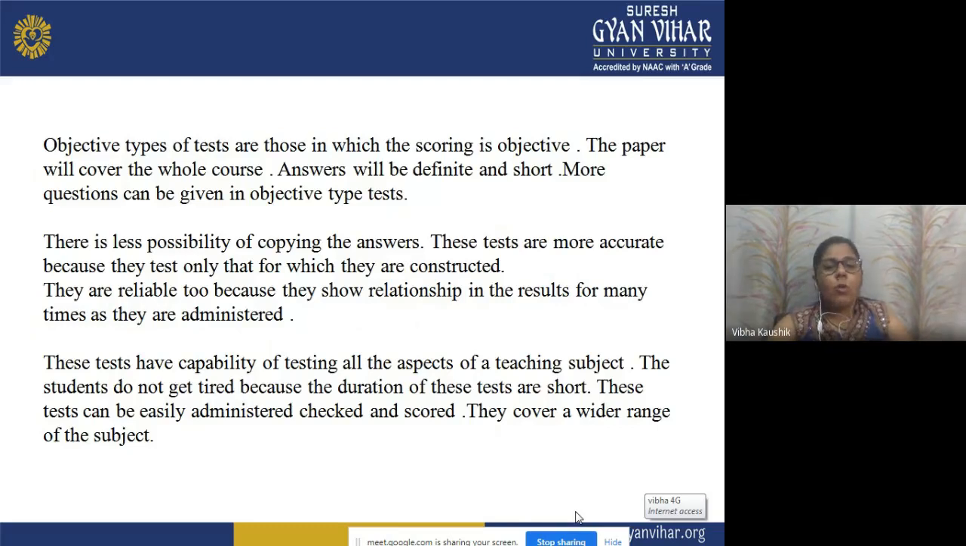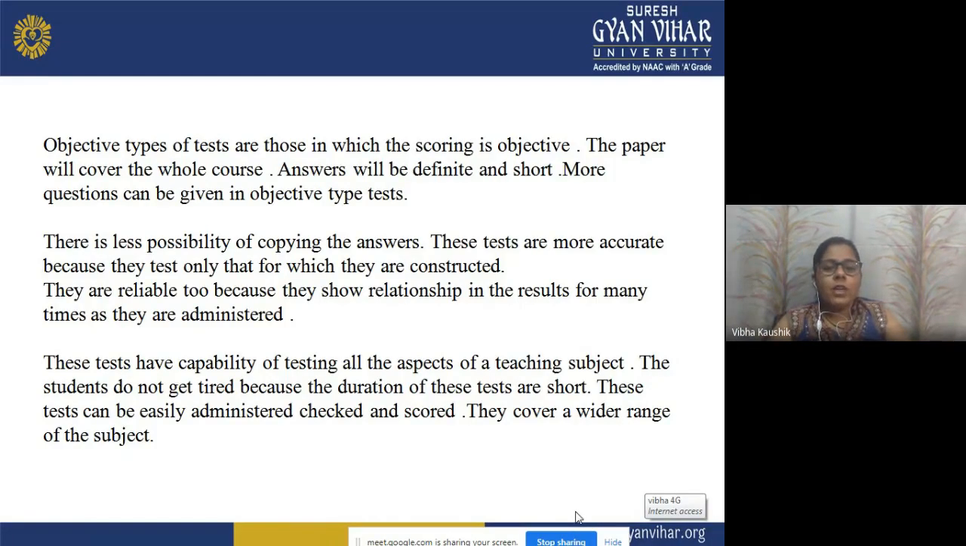Now, the first one is the objective type of test. Objective type tests are those in which the scoring is objective. Means if your answer is correct, then you will get the marks. If the answer is incorrect, then you will not get the marks. The paper will cover the whole course. The objective type paper is designed in such a way that the whole course is covered under that. Answers will be definite and short, means there will not be any biasness. The answers will be objectively checked.